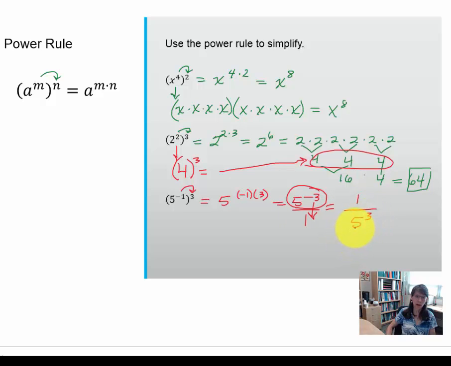Since 5 is a numerical base, we really need to think about how much 5 times 5 times 5 is to get to the final answer. So that makes 25 times 5, which would be 125. So 1 over 125 is our final answer.